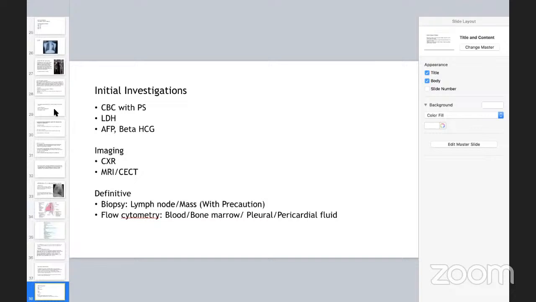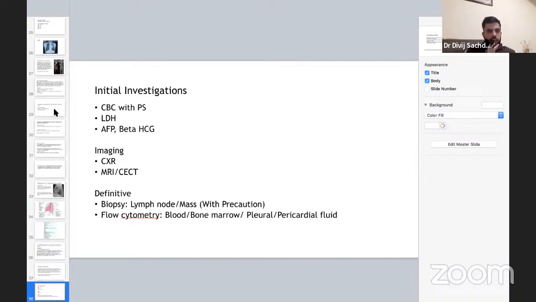Your initial investigations, as ma'am and sir already discussed before, CBC with a peripheral smear, LDH, tumor markers such as AFP, beta HCG, even baseline investigations like RFT and LFT to see any tumor lysis syndrome that might be seen in the child.